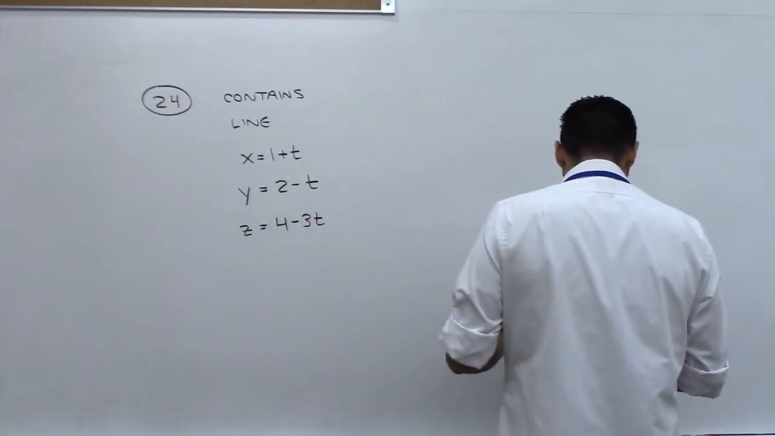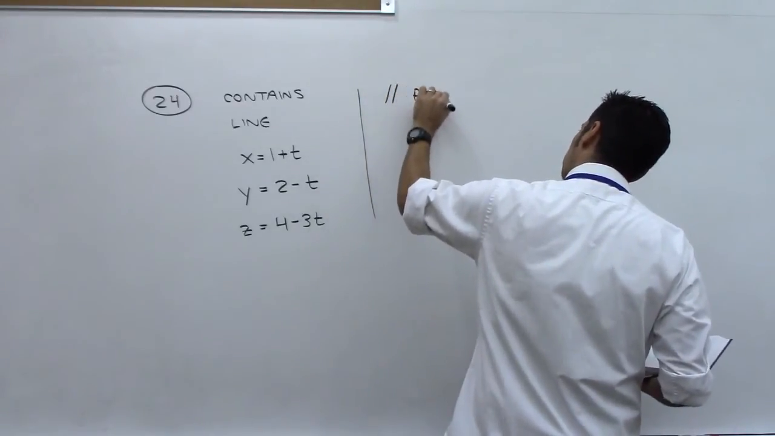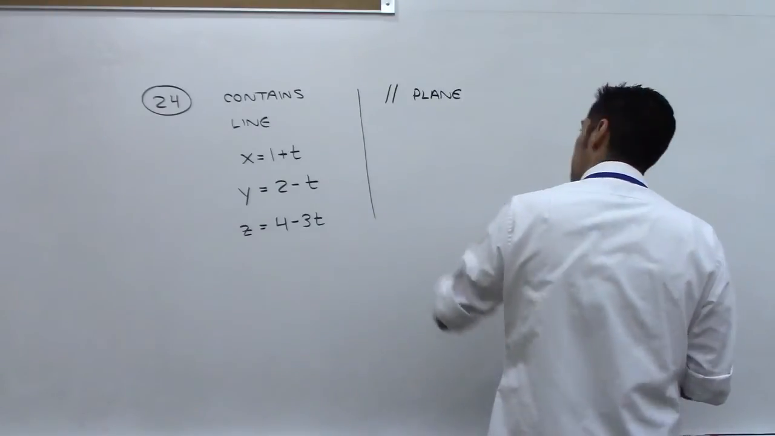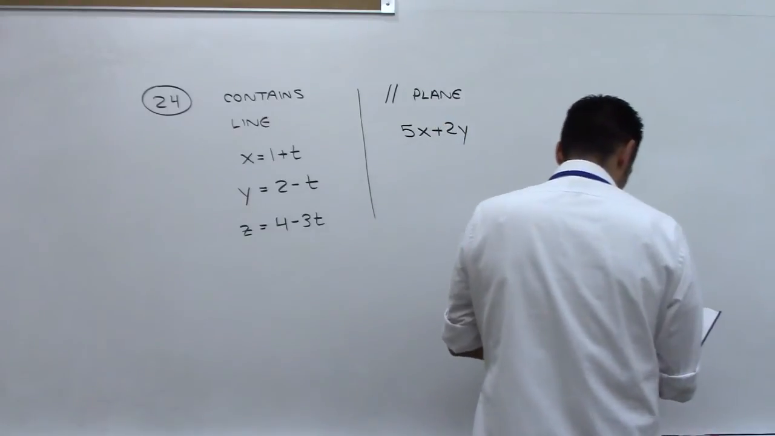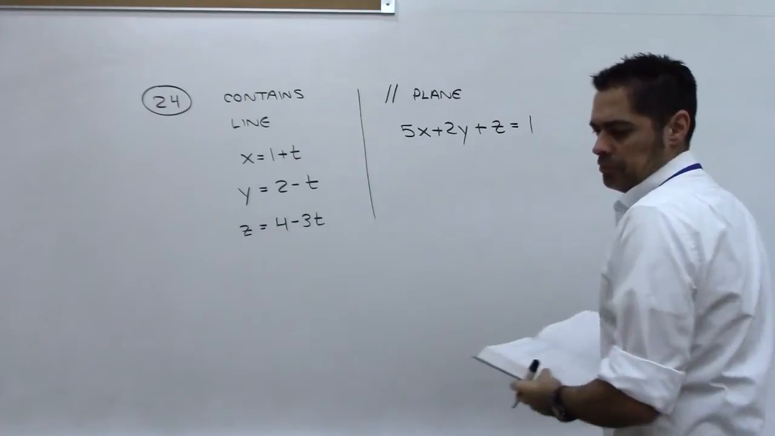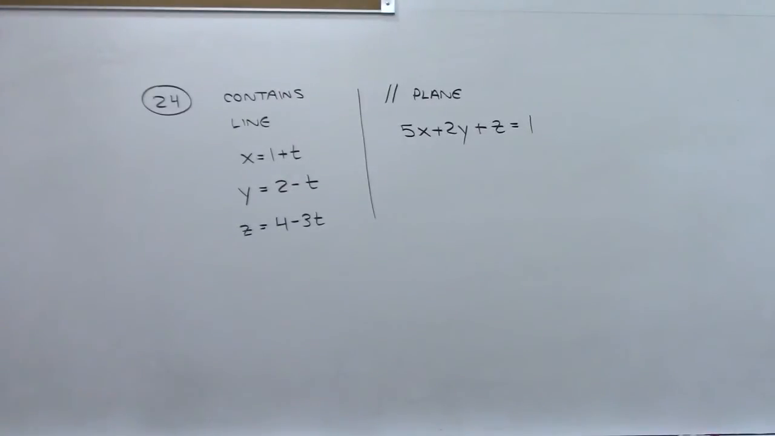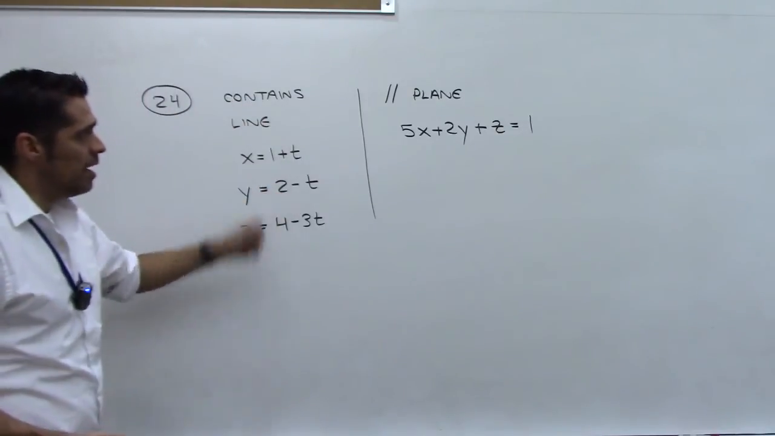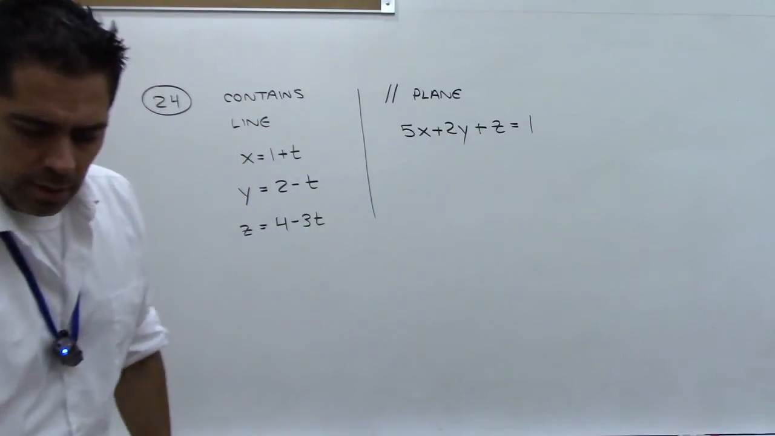And is parallel to the plane 5x plus 2y plus z equals 1. All right. So in this problem, we're asked to find the equation of the plane that contains this line and is parallel to that plane. So let me show this to you again.